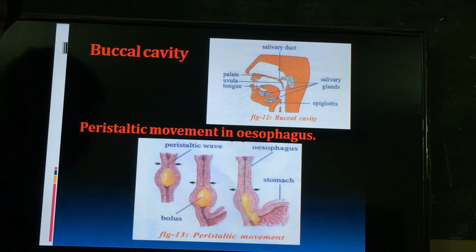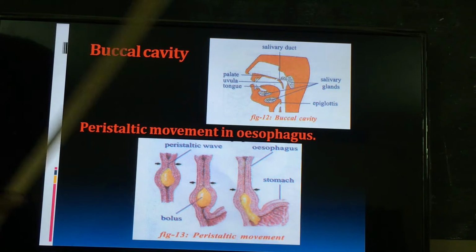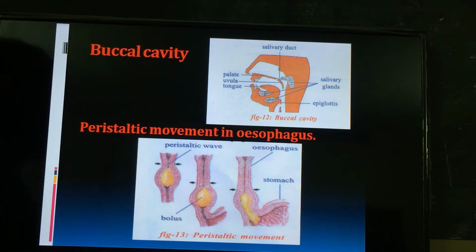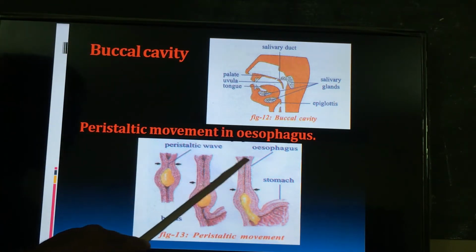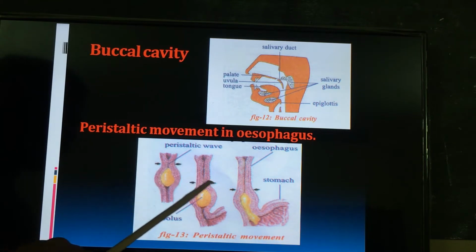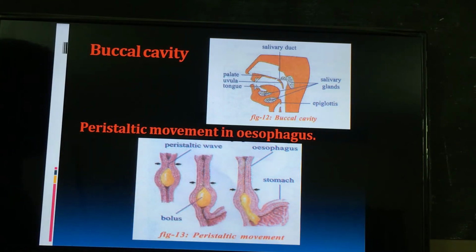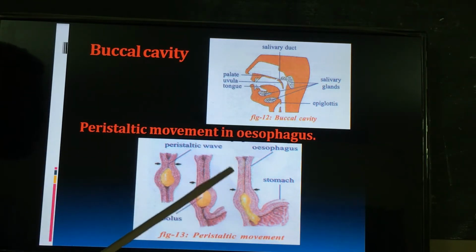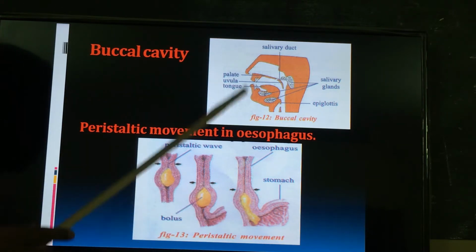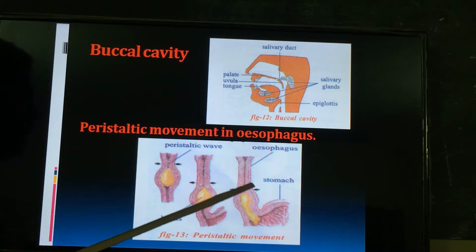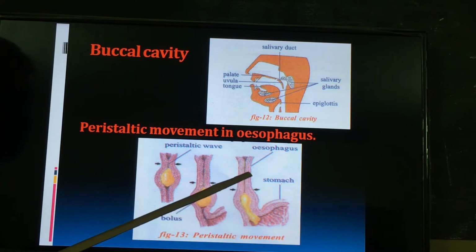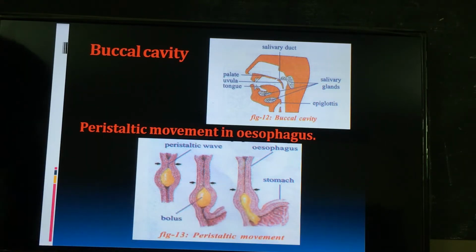What is peristaltic movement? With the help of the two muscles present in the esophagus, circular and longitudinal muscles, a wave-like motion is shown. This wave-like motion is known as peristaltic movement. This peristaltic movement helps to send the bolus. The yellow colored substance here is called the bolus. Peristalsis helps to send the bolus from the esophagus to the stomach.